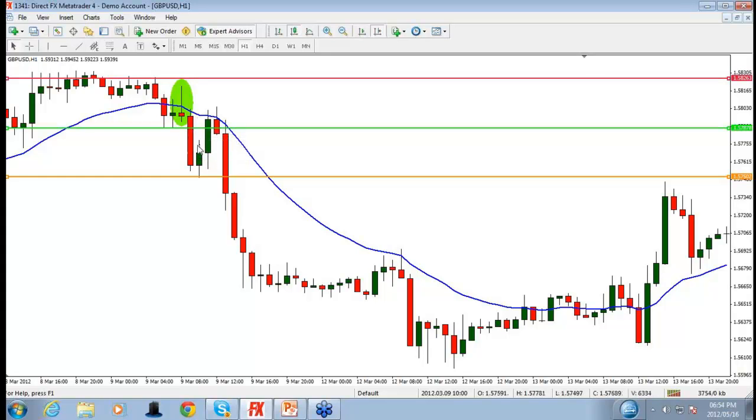It triggered the next bar, and the second hour it just got my take profit there, and this was a nice 40 pips.